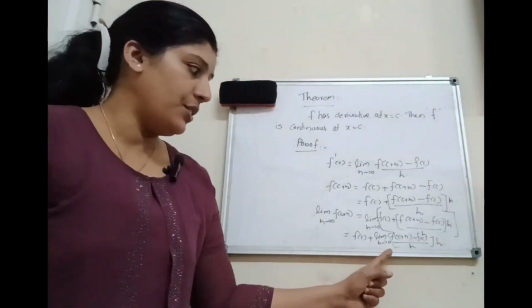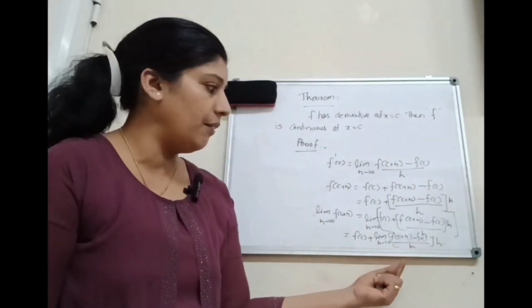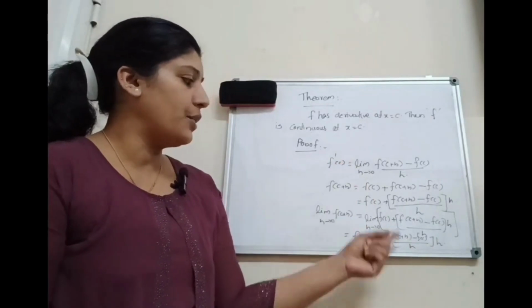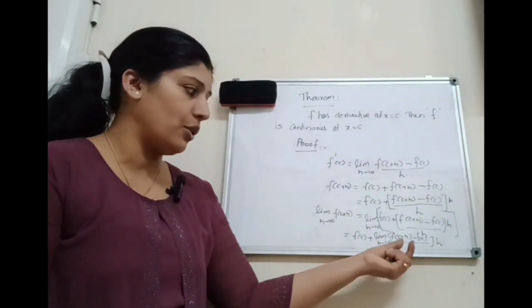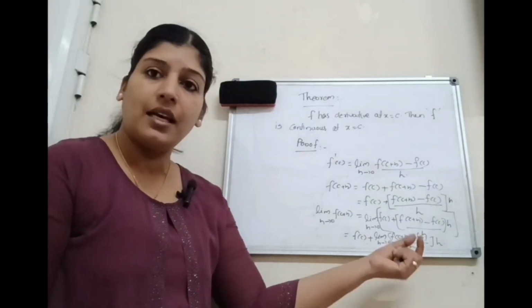Here, the limit as h tends to 0 of [f(c+h) minus f(c)] divided by h. What is this? This is f dash of c, since f has the derivative at x equal to c. That is why the limit as h tends to 0 of [f(c+h) minus f(c)] divided by h is f dash of c.